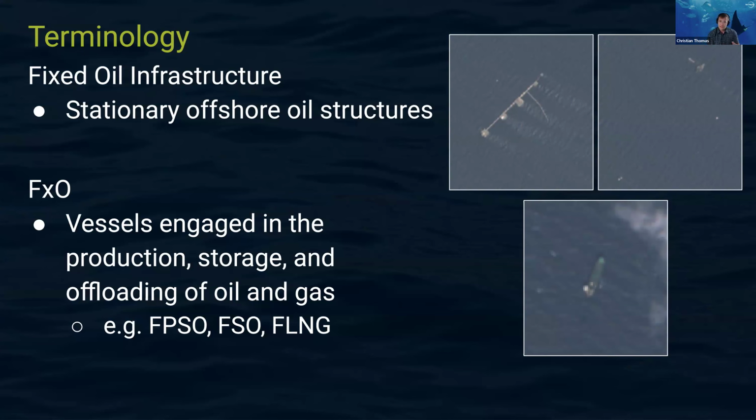Our analyses focus primarily on two types of oil and gas infrastructure, the first of which is fixed oil infrastructure. This is a data set of stationary offshore oil infrastructure locations, which have been identified by our partners at Global Fishing Watch. This doesn't differentiate between structure types, so it includes things like platforms and mooring buoys, as well as offshore terminals. The second term that I'll be using is FXO, which is the collective term that we use for the vessels which are engaged in the production, storage, and offloading of oil and gas. That includes vessels like FPSOs, FSOs, FSRUs, and FLNGs.